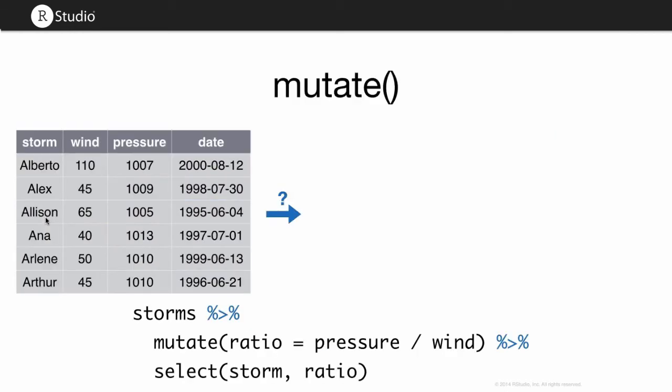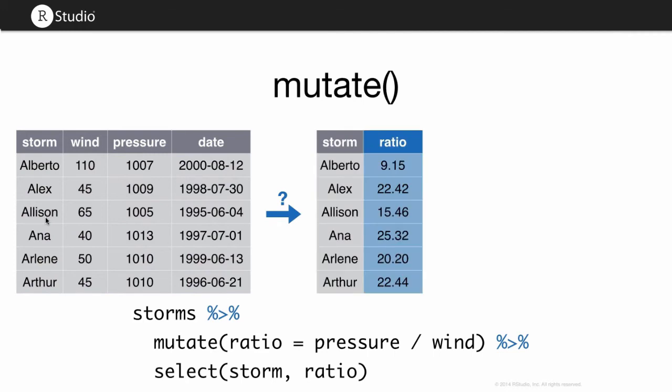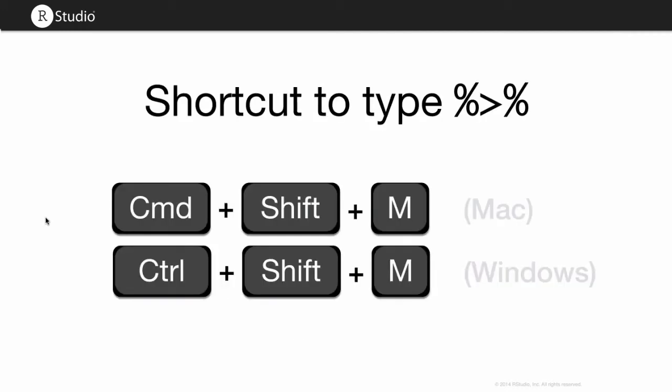Okay. So you should be able to guess what something like this would do. You start with storms, then you mutate it to create a ratio variable, and then you select from it just the storm variable and the ratio variable. What would your output look like? Something like this. If you don't like typing %>%, there's a keyboard shortcut for that operator. It's Command-Shift-M on Mac and Control-Shift-M on Windows.